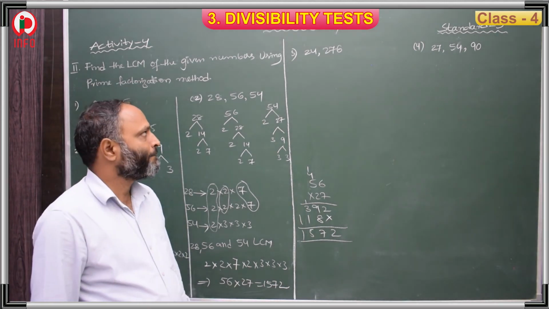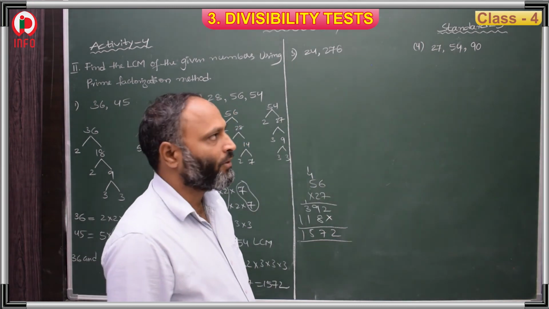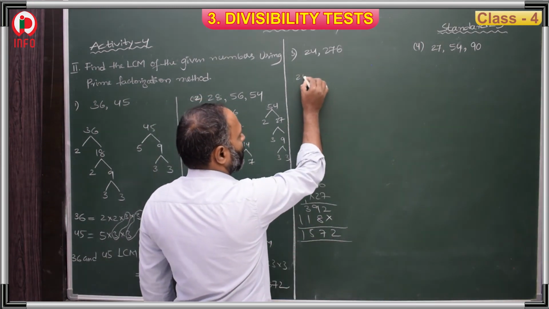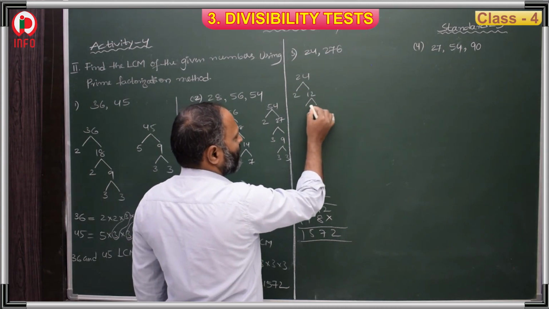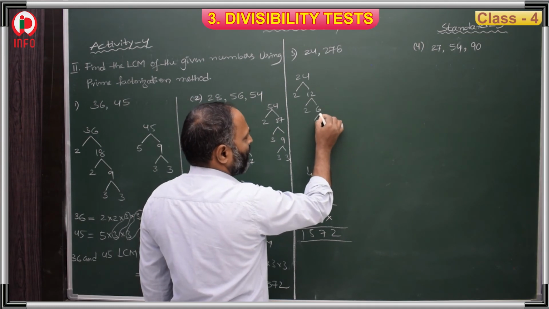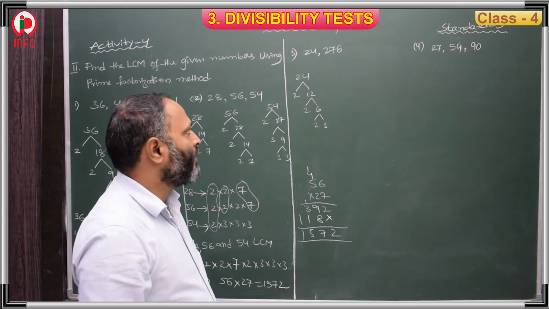The next question: 24 and 276. This LCM we have to find. First 24. This is an even number, 2 12s are 24. Again 2 6s are 12. Again 2 3s are 6. 24 is over.